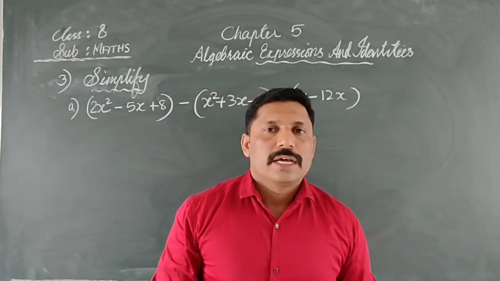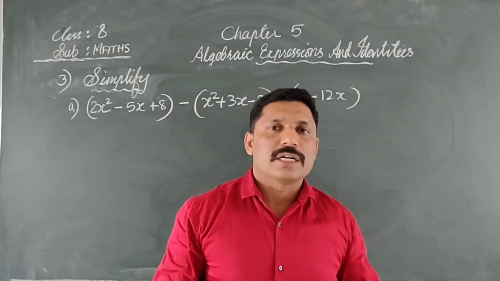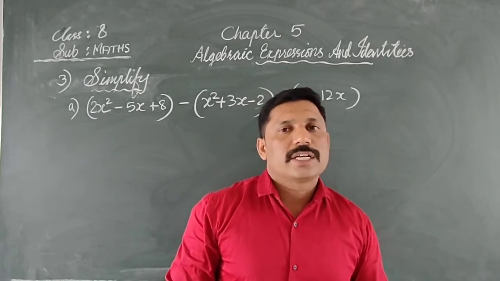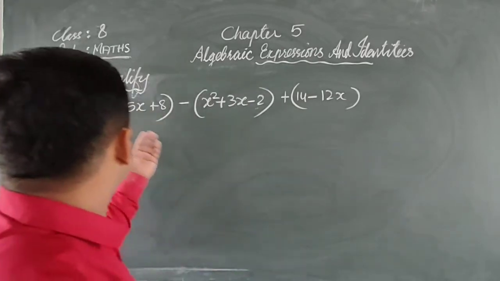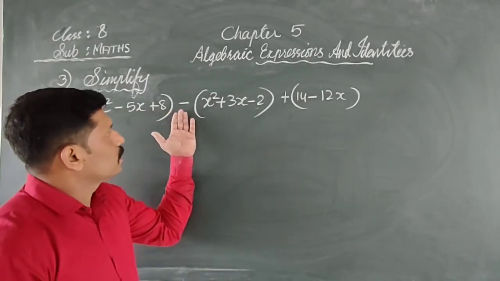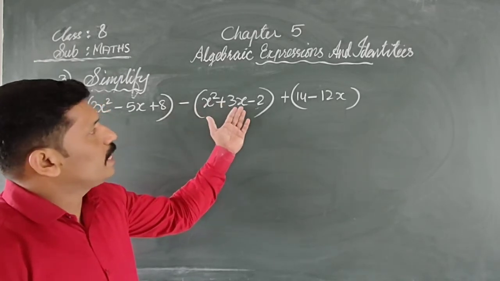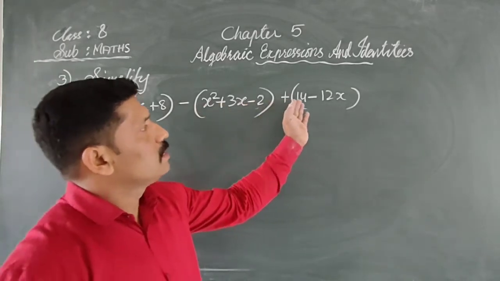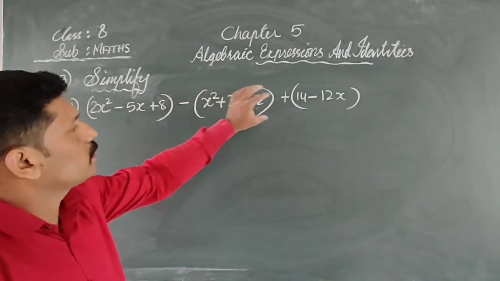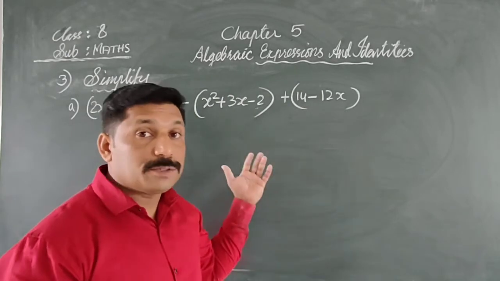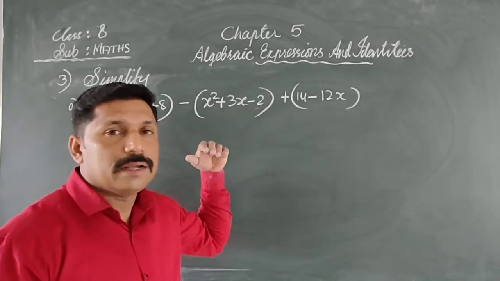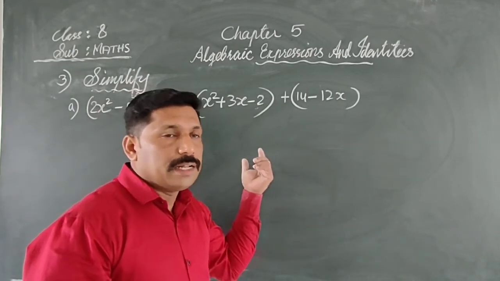Okay, simplification question. In simplification question there can be addition and subtraction, both come together. So how to solve that? Methods are the same only, listen carefully. Okay, we go to the first question. 2x square minus 5x plus 8 subtract x square plus 3x minus 2 plus 14 minus 12x. Here you can see that these two numbers, subtraction and then addition. So subtraction means we know that it is addition with the additive inverse. So this number's symbols, everything will be changed when we take the additive inverse.